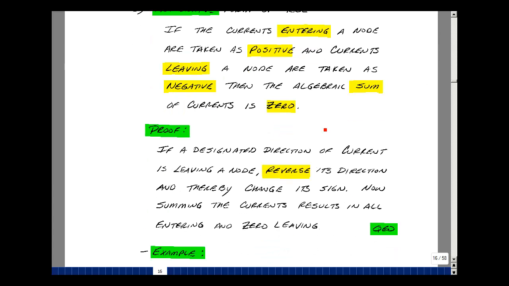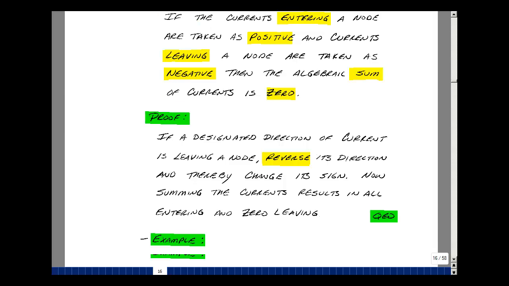If a designated direction of current is leaving a node, let's reverse its direction. And what you're going to do then is change its sign, as we discussed in chapter 1. Now, summing the currents, we have everything entering the node and nothing leaving. So again, what you've got here is a summation of terms that is equal to 0. This is handy sometimes in proving theorems where you have a 0 on one side of the equation. Either of these are really saying the same thing.